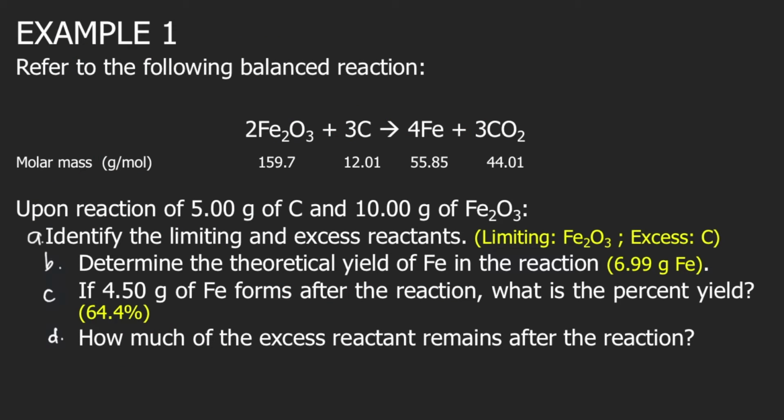Let's go back to example 1. Upon reaction of 5 grams of carbon and 10 grams of Fe2O3, we have 4 items, A, B, C, and D. We already answered items A, B, and C. So in this video, we will solve item D. How much of the excess reactant remains after the reaction?